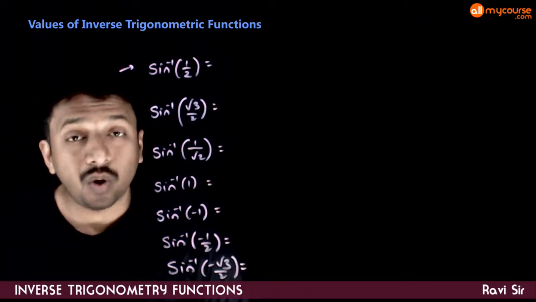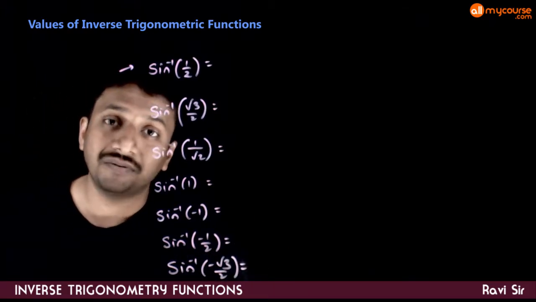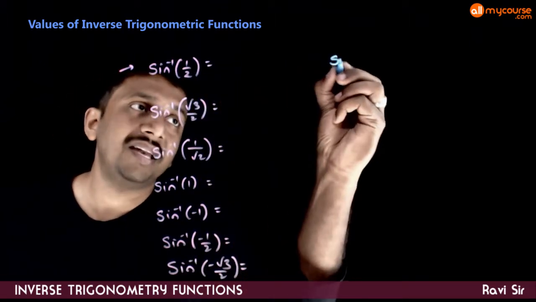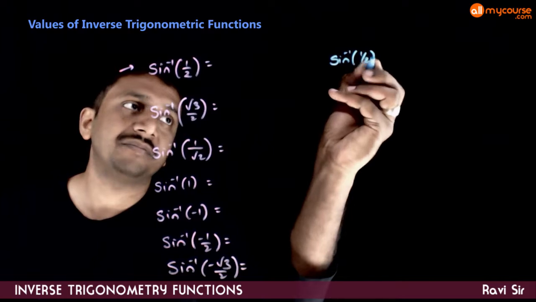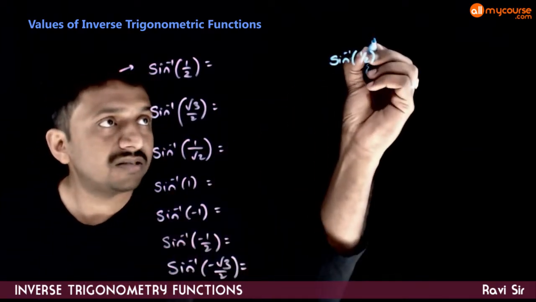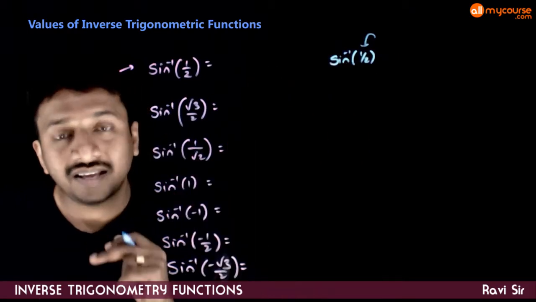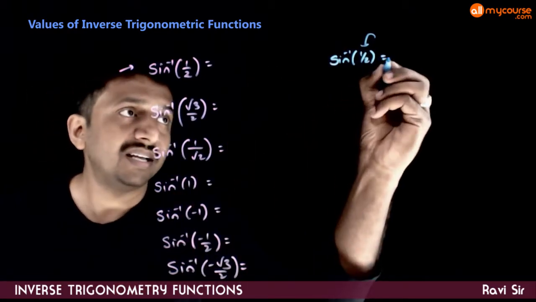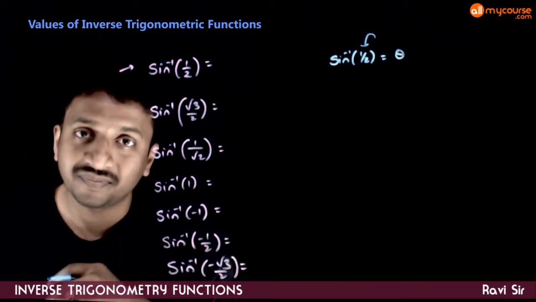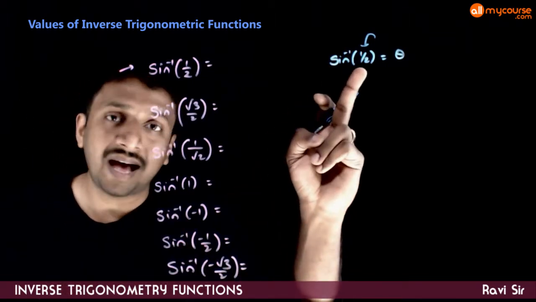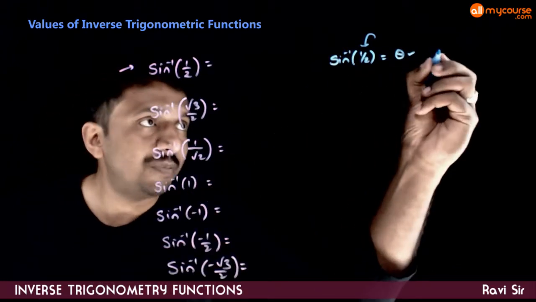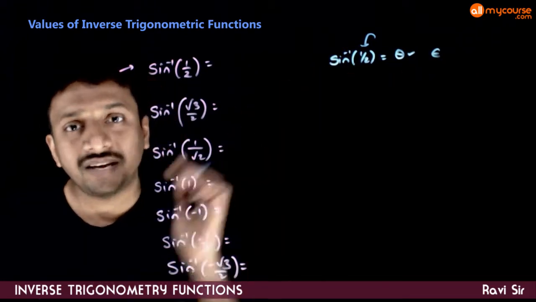Now, what is the meaning of sine inverse of half? We have already seen that inverse functions take in numbers and give out the values of angles. So sine inverse of half is some angle theta which belongs to the range of sine inverse.